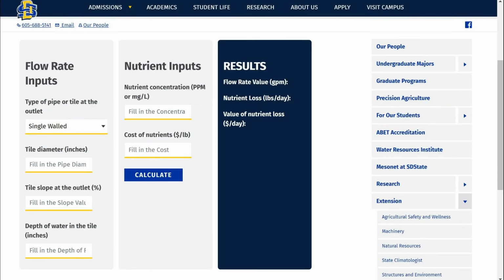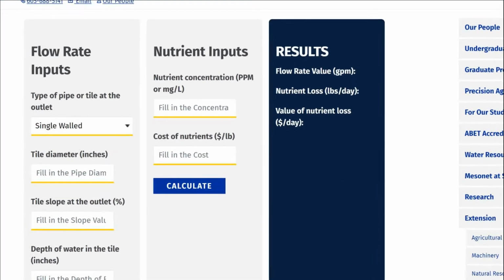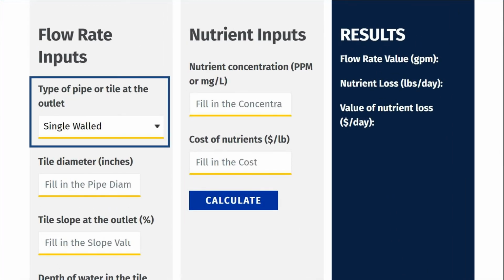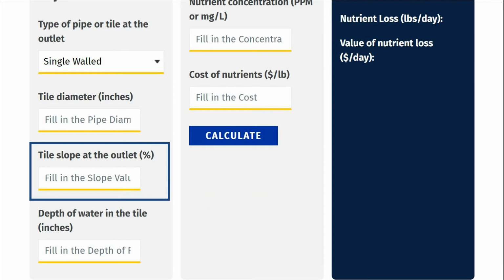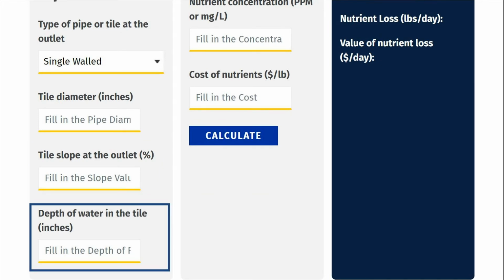Are you trying to figure out the nutrient loss in your tile drainage system? The nutrient loss calculator can help you understand your nutrient loss and the value of that loss. You will need to know the flow inputs and the nutrient concentration inputs. The flow inputs you will need are the type of pipe, the tile diameter, the slope, and the flow depth.